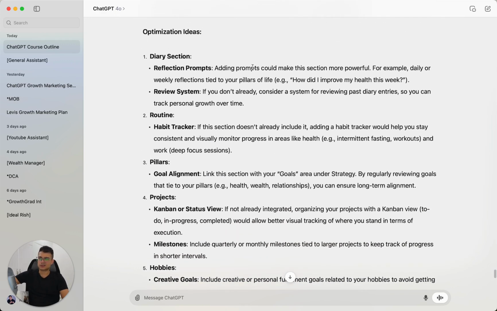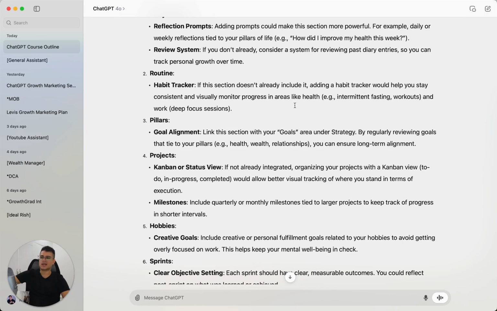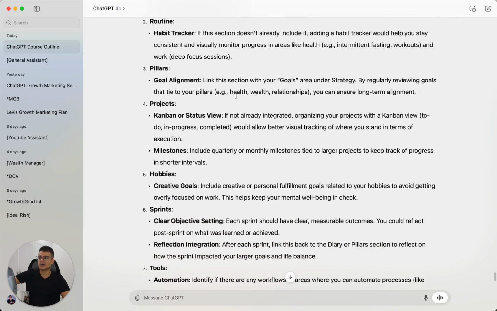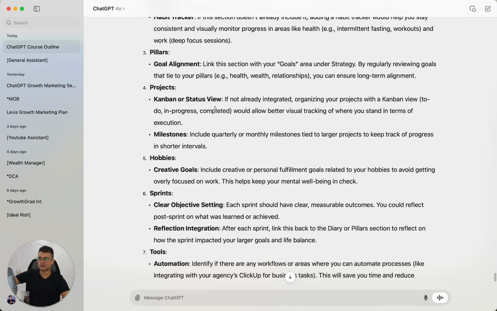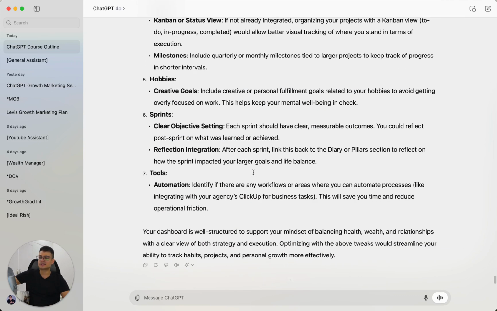The diary section, you can have prompts to make this section more powerful. This is something I don't use, but I know that prompts for journaling and diary entry are good. If you don't have already, review the past entries. This is excellent because this is something I actually don't do yet. Routines, adding a habit tracker for your intermittent fasting, so forth. Pillars, how are you aligning your pillars to your strategy? Projects, if you haven't, use a Kanban view, which I do. I love the Kanban view. Hobbies, tools, etc.